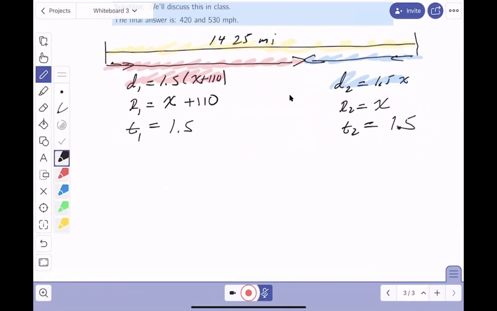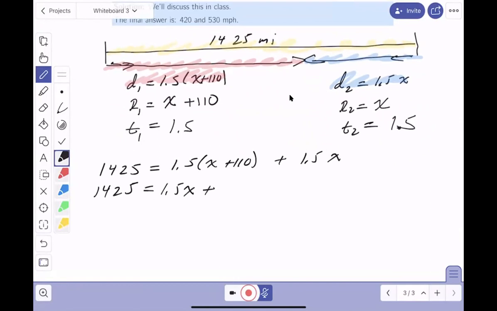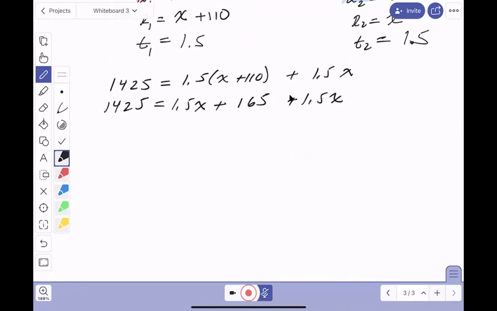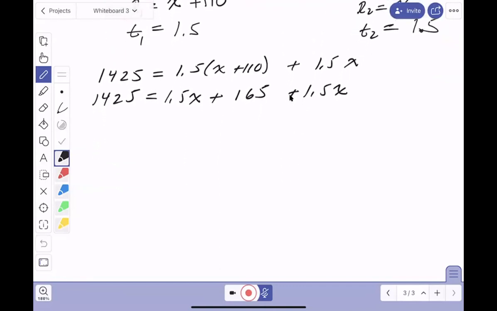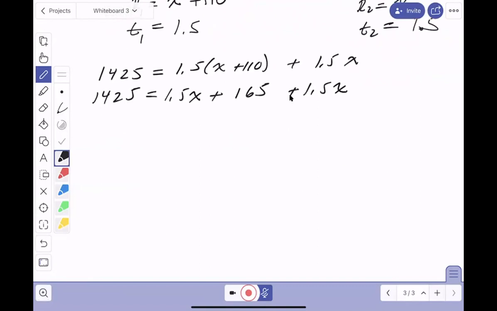I know 1,425 is the first guy's distance. We'll do that later. Plus the second guy's distance. 1,425. Let's see, 1.5 times x is 1.5x. Plus, well, that'll be 110 times 1.5, which is 165, plus 1.5x. And yes, I know some students are struggling with arithmetic and they say it goes too quickly for them. You can always watch little videos on the side or come back later in the week, but you need to think and need to use a calculator if you really have to.